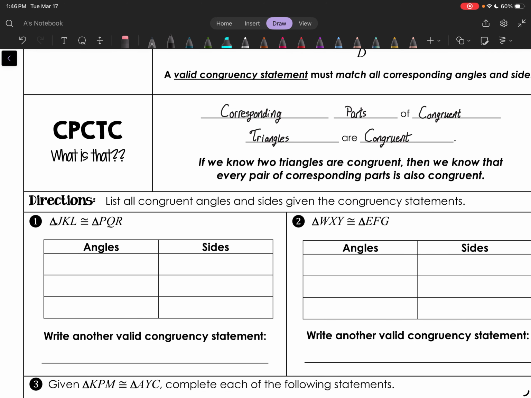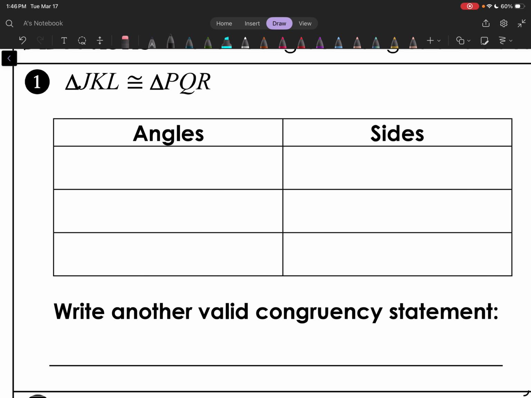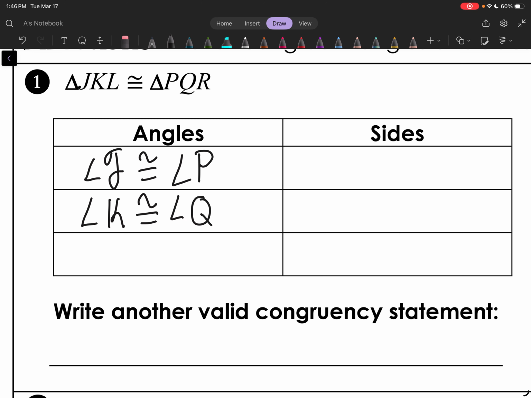Corresponding parts of congruent triangles are congruent. You need to know this statement. All right, number one. Triangle JKL is congruent to triangle PQR. What angles are congruent? Angle J is going to be congruent to angle P. Angle K is going to be congruent to angle Q. And angle L is going to be congruent to angle R.